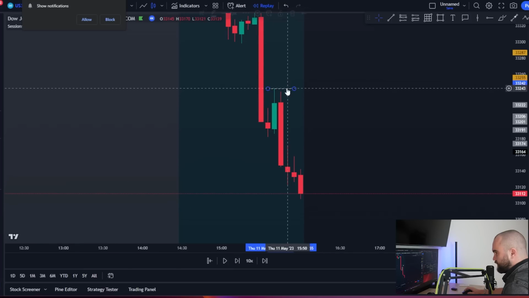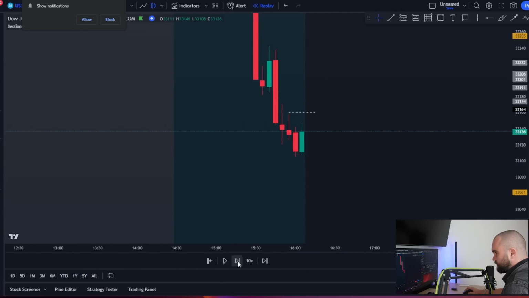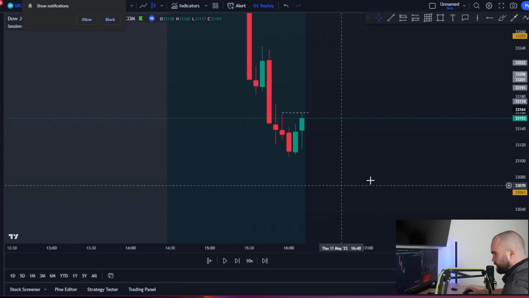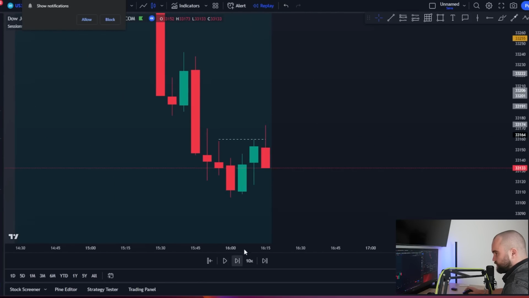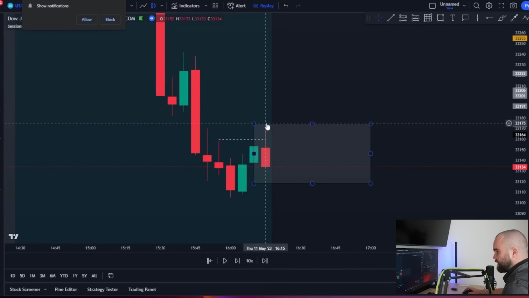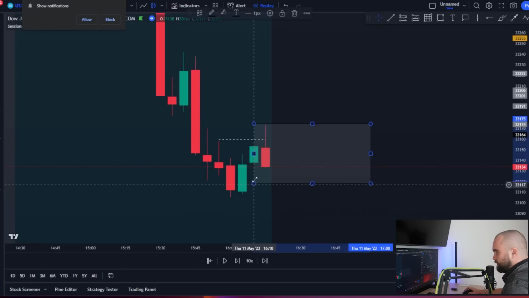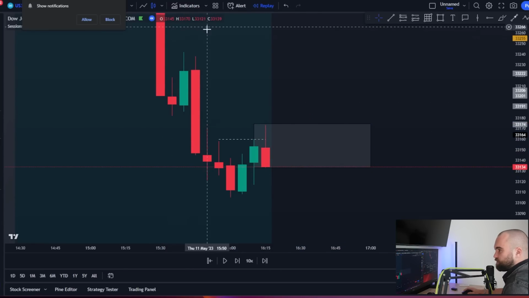So this now is our new fractal high. Okay. So let's see if it breaks. It does break, okay. So now I would be looking at this zone here for a possible reversal because we had the sweep. You can include this, which is actually what I'm going to do.